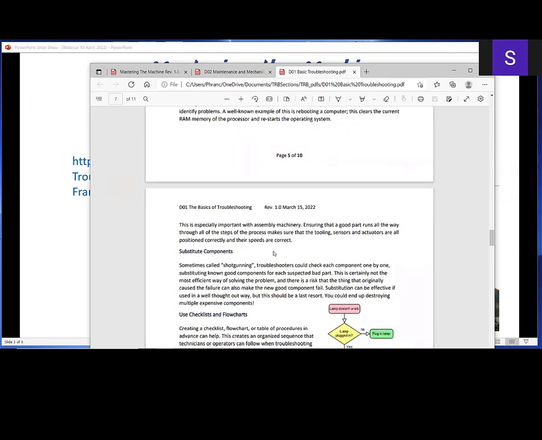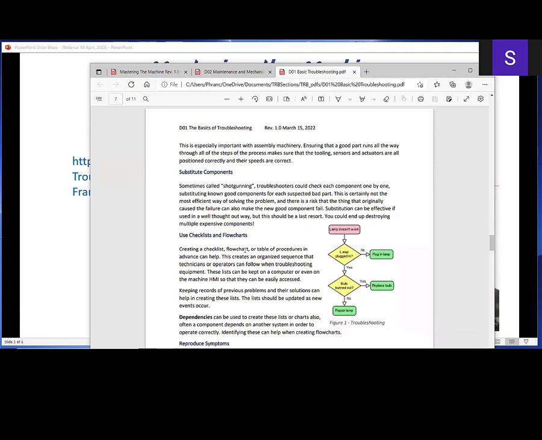Substitute components. People sometimes call this shotgunning, right? I can just start replacing photo eyes randomly, right? Just replace them all with good components. That's expensive, it's time consuming, but it is a possibility. It's probably the most expensive. That's what I said here. This should be a last resort.